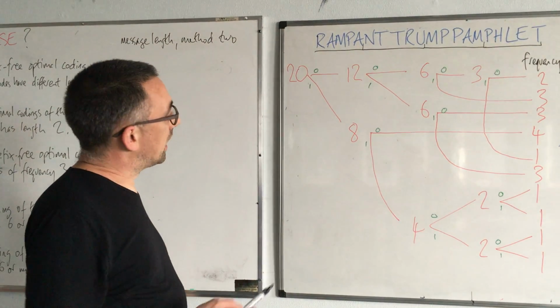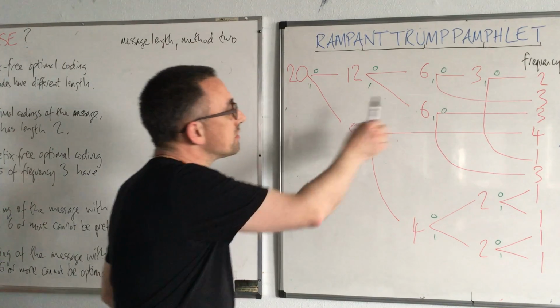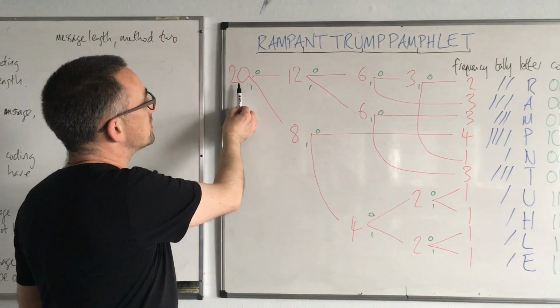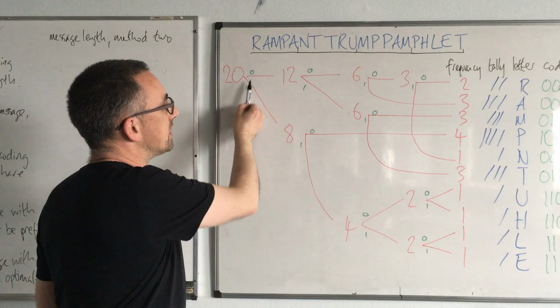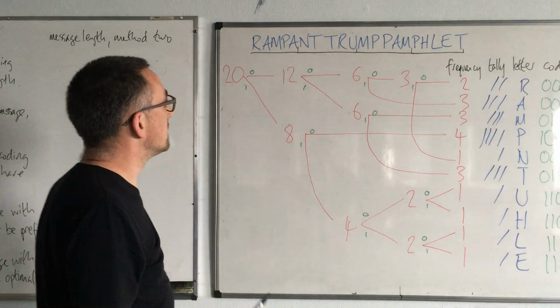which is to add up the internal frequencies within the tree, the ones that tell us how often either a 0 or a 1 will be used at each node.